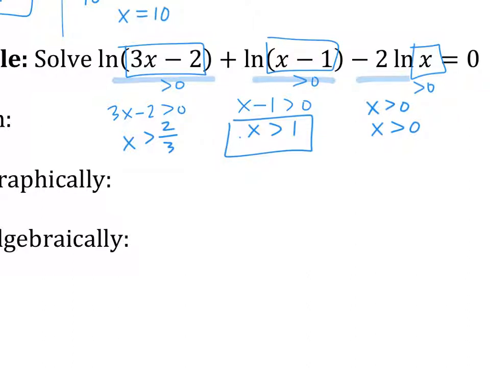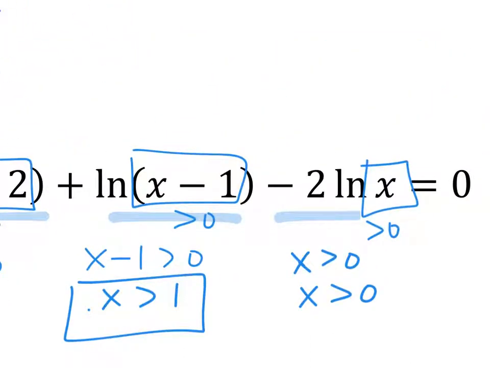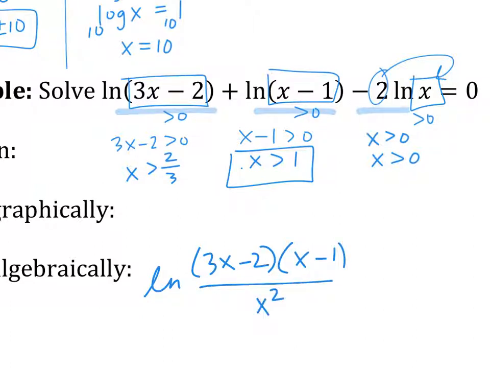Okay, so we have to add first and then divide. Oh, but before we divide, there's that 2 in the front. What should we do? Yeah, change that to a square. Okay, so this is going to be natural log of 3x minus 2 times x minus 1 over x squared. And make sure you write equals 0.